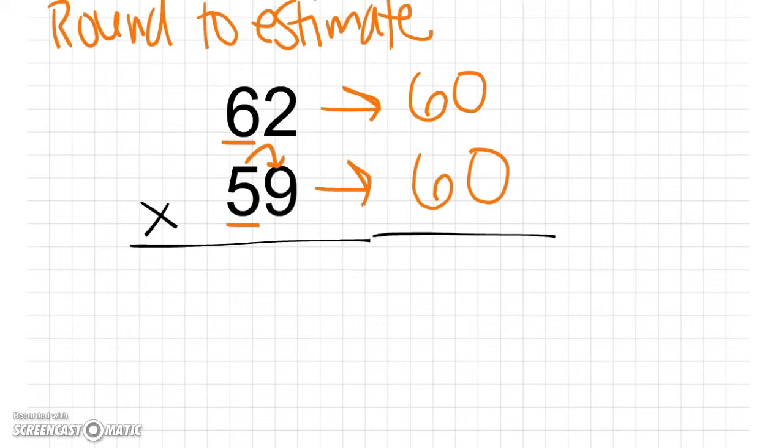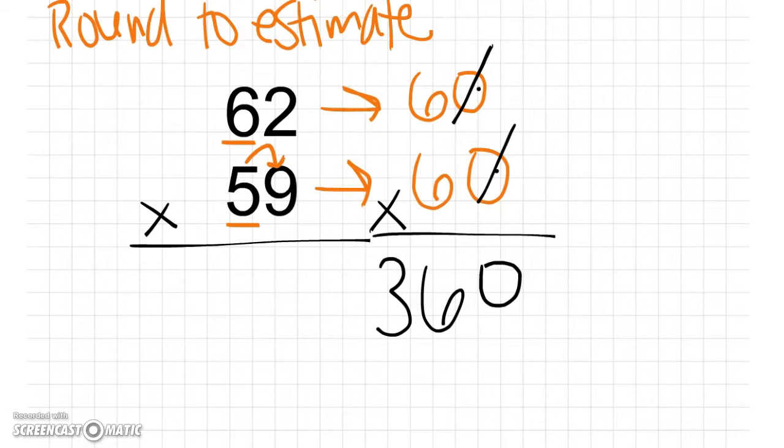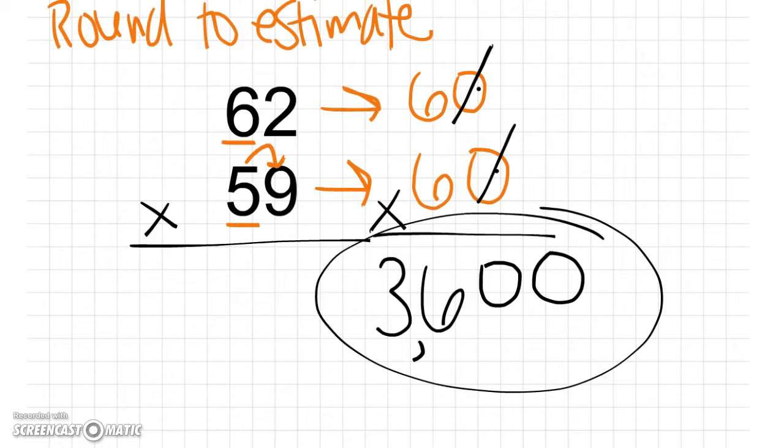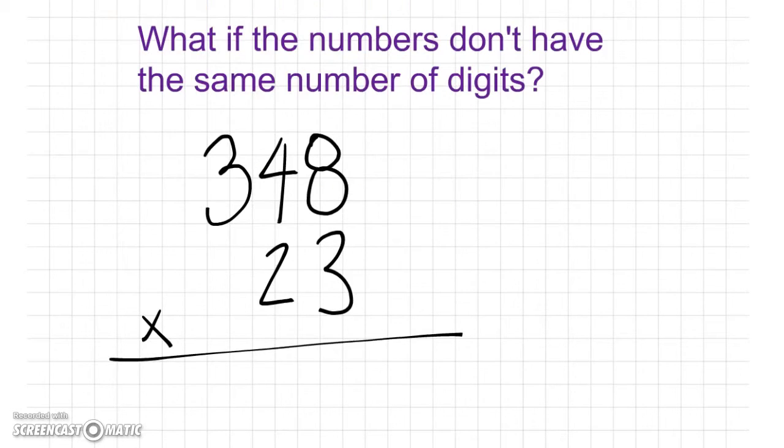Okay? So now I have a new problem, which is 60 times 60. And I'm going to think about my zeros rule, and I'm going to remember, oh, I can just cross these off and worry about them later. Now I'm left with my fast fact. 6 times 6 is 36. Okay? And I remember that I need to add 2 zeros into my product, because that's how many zeros were in my factors. Okay? So 62 times 59 is about 3,600. We just rounded to estimate.